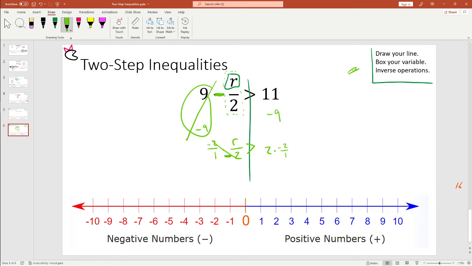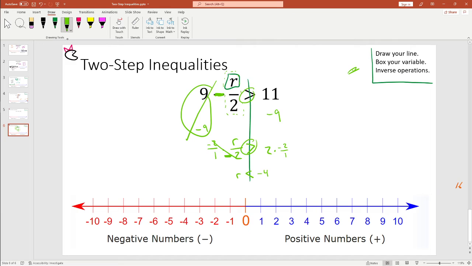And remember, multiplying and dividing by the same number gets us 1, and 1 times r is just r. And 2 times negative 2 over here is negative 4. And that really weird thing that your teacher hopefully mentioned to you is that whenever you multiply or divide by a negative number, you have to take your inequality symbol in the middle and switch it. So now my solution is r is less than negative 4.